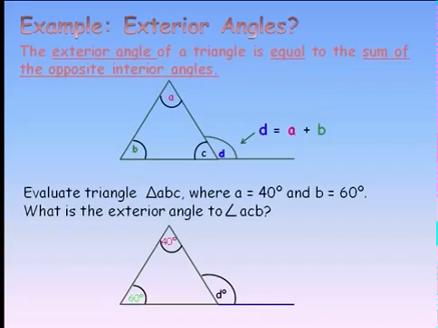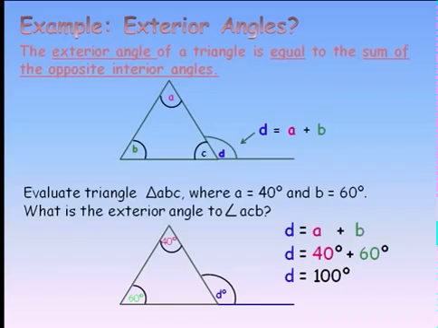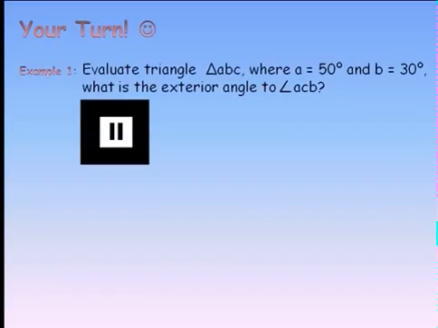So here, what we can do is write down our rule, which is D equals A plus B. We replace A with 40 and B with 60, and we get D equals 100 degrees, simply by adding those two values together. So now I think it's your turn. So I'm going to put a question here, and what I suggest you do is pause the video, and when we come back we'll work through it together.